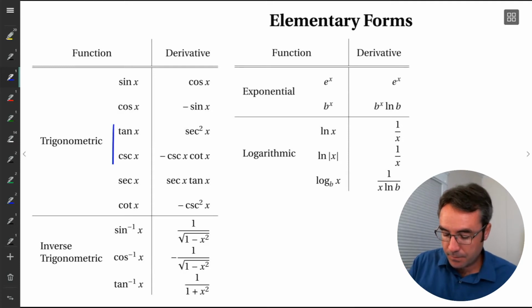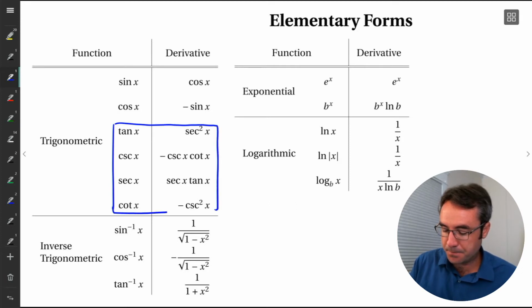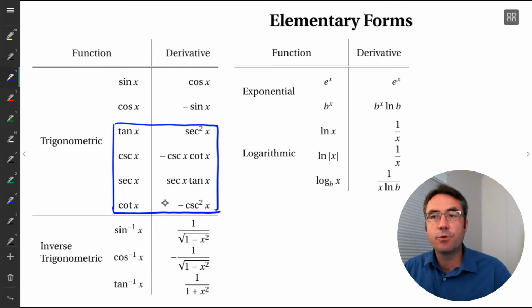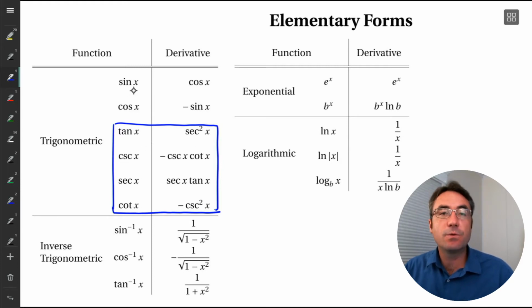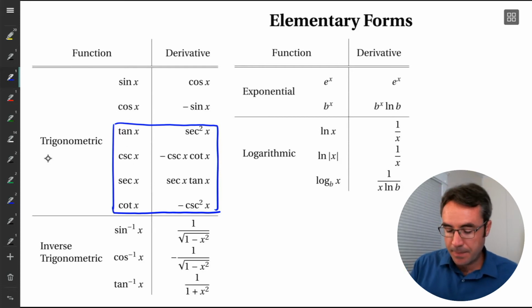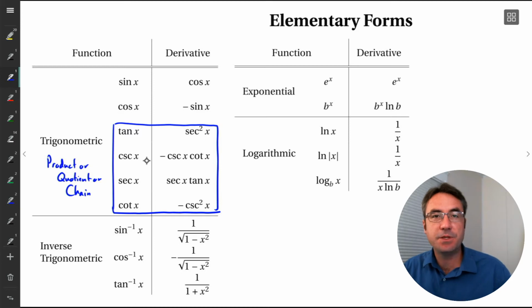So our trig derivatives, we're actually going to prove, or we'll see the strategy for how we could prove the derivative of tangent, derivative of cosecant, derivative of secant, and derivative of cotangent using what we know about sine and cosine. So we'll be able to use product rule or quotient rule or chain rule to help us with these 4 derivatives.